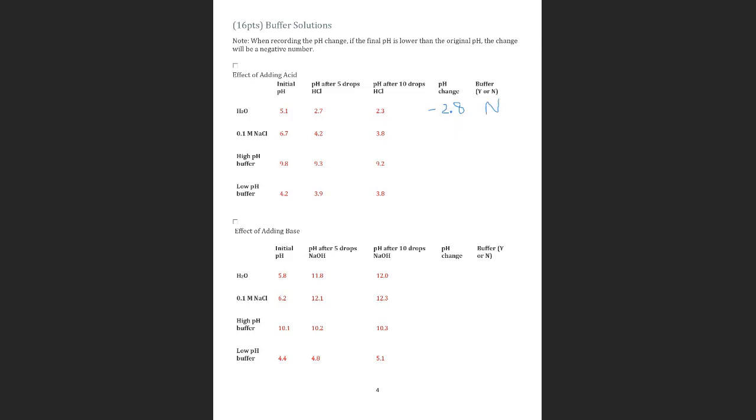How can it be a buffer if the pH changed 2.8 points? And then for this one, with higher pH, they are actually telling you, so this is really a no-brainer. If you do the same as before with my numbers, the change is minus 0.6. It's less than 1 point, so yes, it is a buffer. And here I got minus 0.4, and yes, it is a buffer.